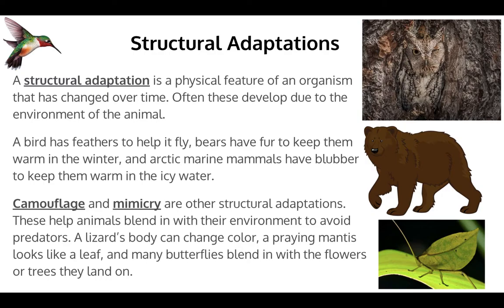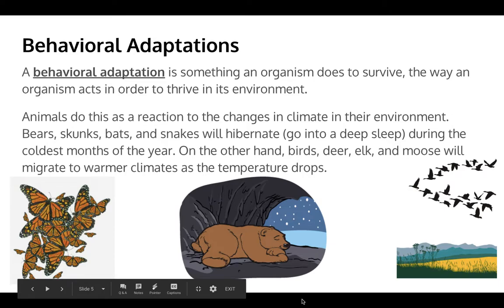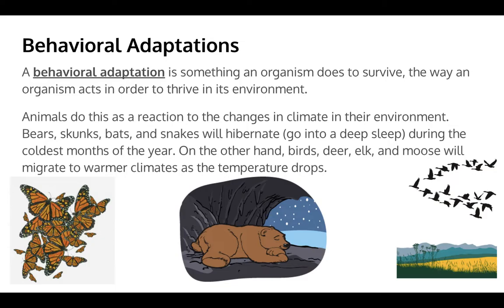So structural adaptations are when the physical features, the fur, the coloring, the legs, the beak of an animal, develop based on changes in their environment, and these structural adaptations are passed on through generations. You can also have behavioral adaptations, and these are when an organism changes their behavior in order to survive. They might change based on the climate that they're in, based on the season that they're in.